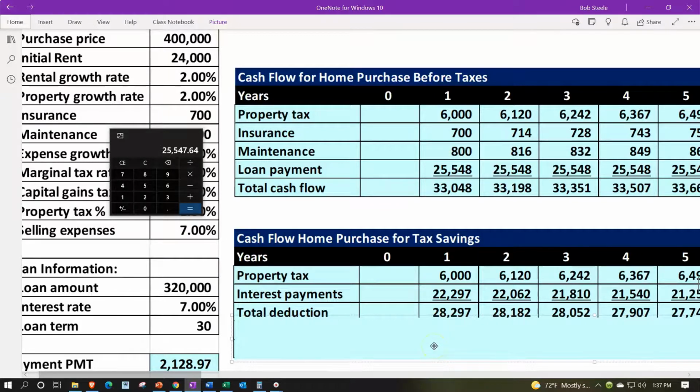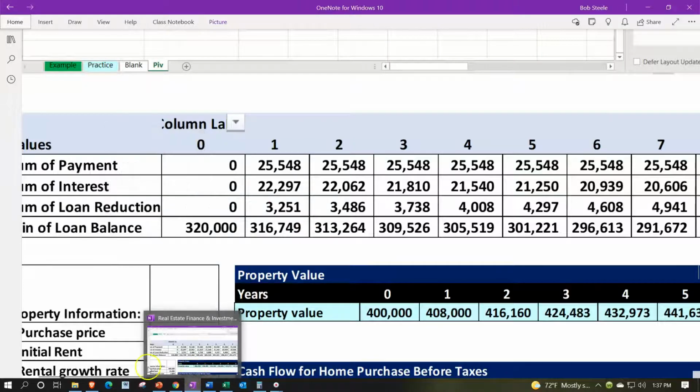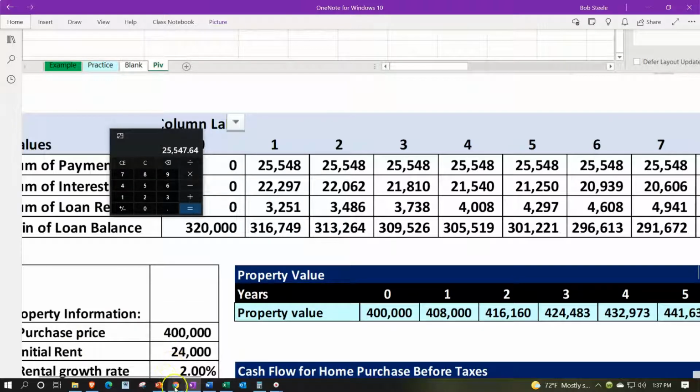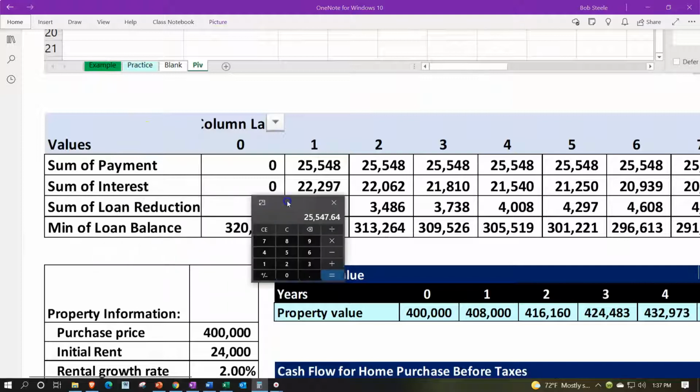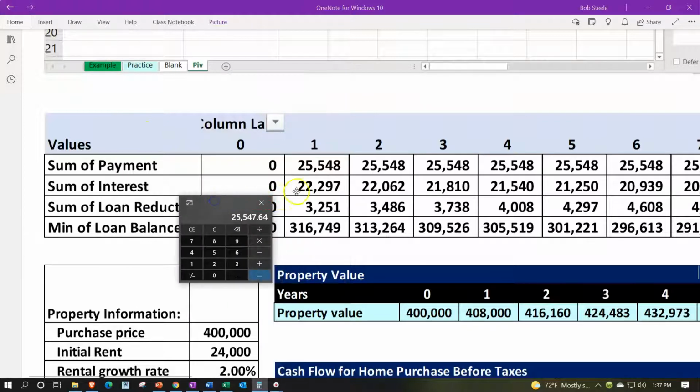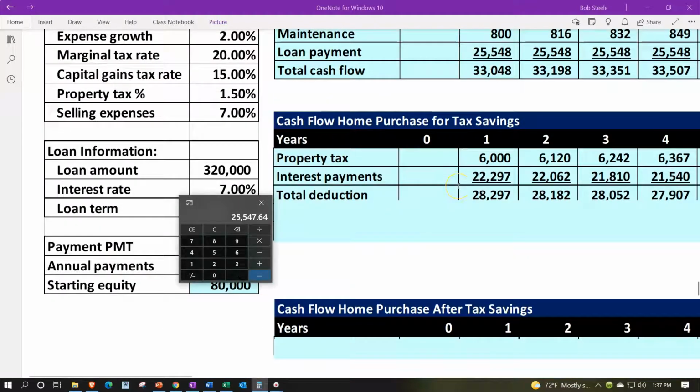We've got the interest payments, which we're going to be pulling from our table up top. So now we're talking about the loan payments, but not the principal portion, just the interest portion of them. So that's going to be these items, the interest portion right here, the 22,297, the 22,62, and so on. So there we have those items. Adding those up, those would be our total deductible amounts.